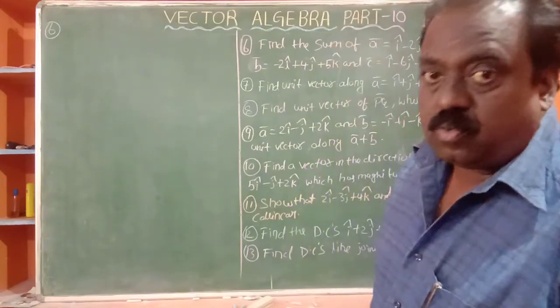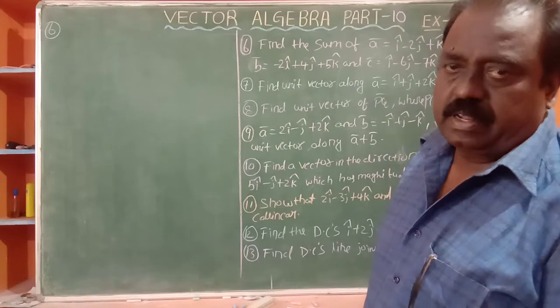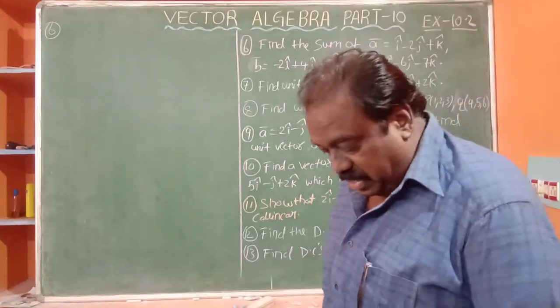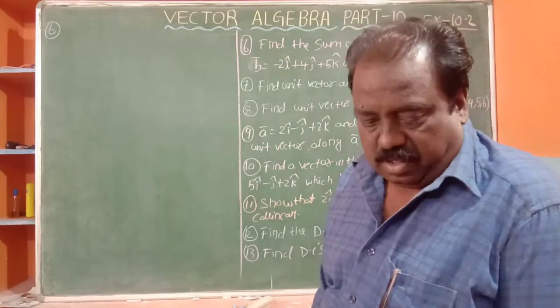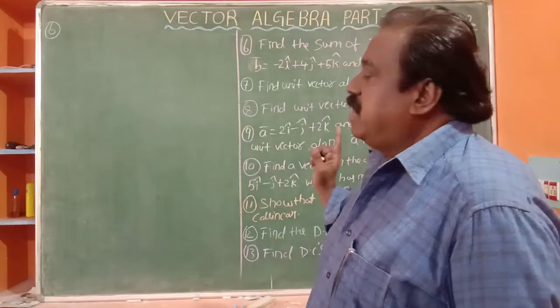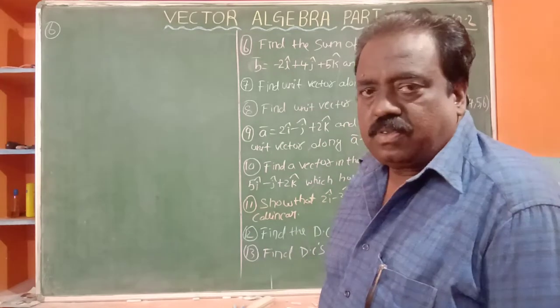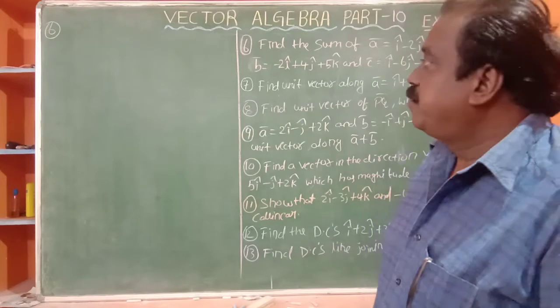Now we are going to start the 10th part, vector algebra, that is, 9 parts are successfully completed, and I think you are following well. Now we are in exercise 10.2, where 5 problems are already solved. Now these are very simple problems.